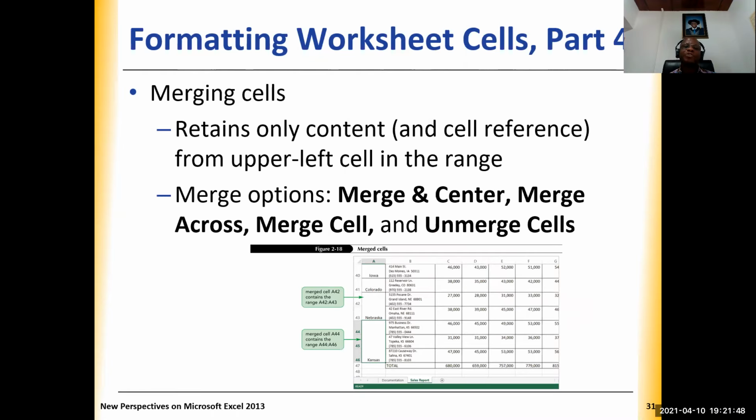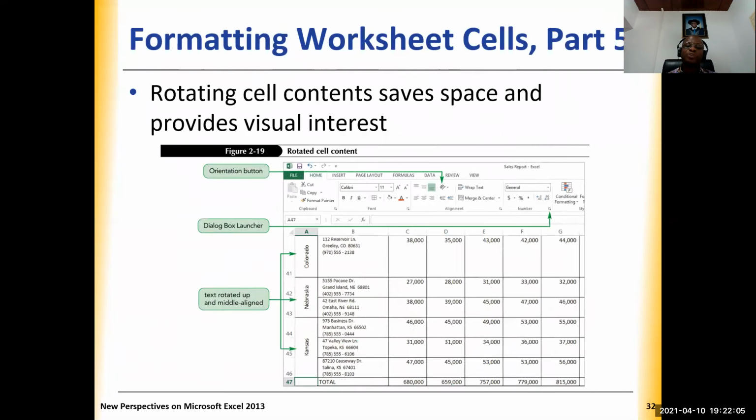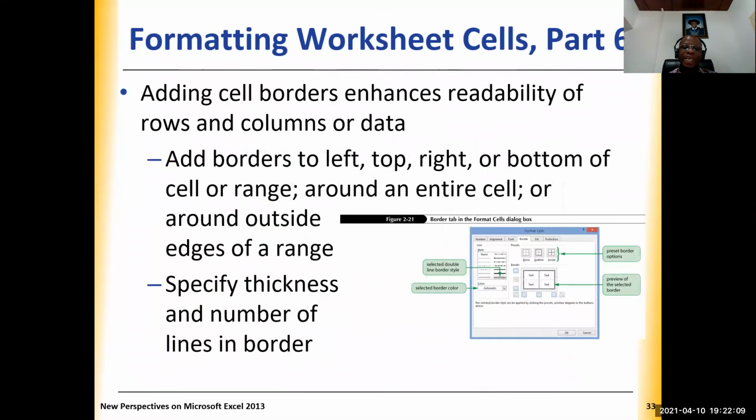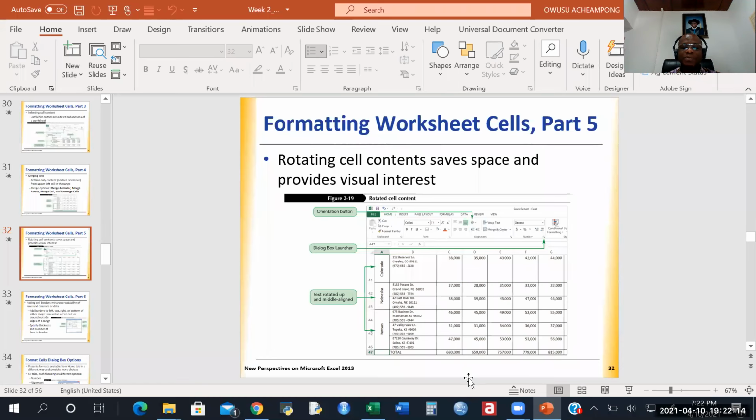So merge cells retains only the content and cell reference from the upper left cell in the range. And we have different merge options. So you have merge and center, merge across, merge cells and unmerge cells. So you have about 5 columns and you want to put all of them together to be only one. And that's what merging is all about. So we use merging a lot when we are doing formatting, especially for the headings. So let's see how we can do our merging. We go back there again, and I want to merge.